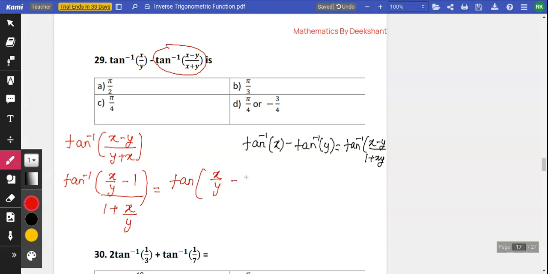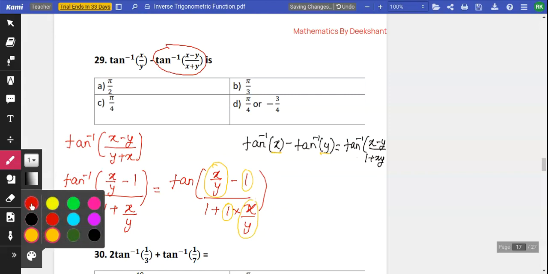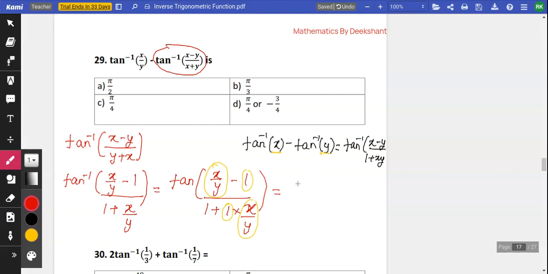Now we compare this term with the tan inverse x minus tan inverse y formula. x upon y can be written as 1 multiplied by x upon y. In this part, if we suppose tan inverse x minus y is the first term and this is the second term, the formula has the difference of first term and second term, and the multiplication of first term and second term. After comparing this with the formula, this term can be written as tan inverse x upon y minus tan inverse 1.